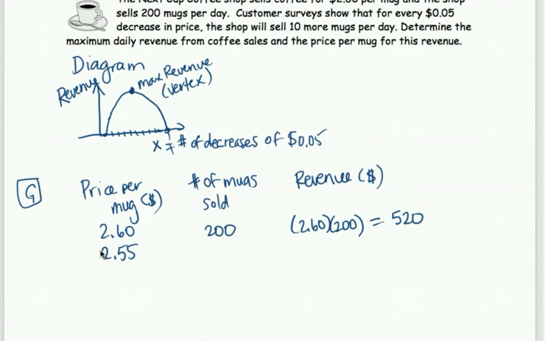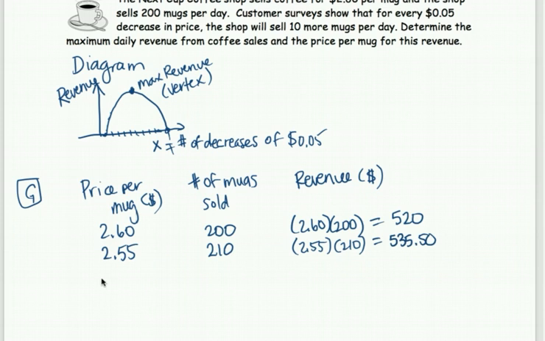Okay, so if you drop it 5 cents, that's $2.55. But what happens? When we drop it by 5 cents, we get 10 more mugs being sold, so we'll sell 210 that day. Again, go through, multiply that out, and let's see how much money we have now. You're thinking, well, if you drop the price, are you really going to make more money? Yes, you do. You make a little bit more money because when you drop the price, you have more mugs sold.